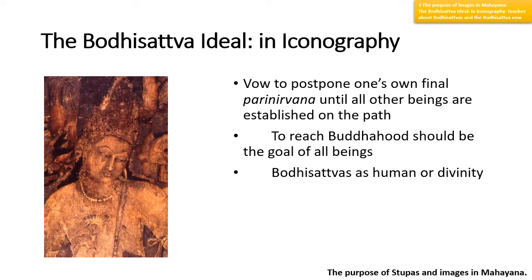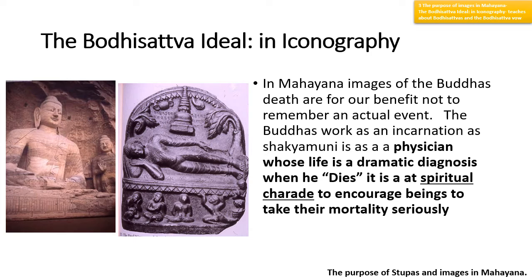So, the vow to help your family emerge from the forest, the vow that we find not only in the early perfection of wisdom literature, but in the Lotus Sutra, the Heart Sutra, and others, that you put off your own final parinirvana until all beings have been established on the path, and you reach Buddhahood at that point, and you help others to reach Buddhahood. That is the ideal of the Bodhisattva, either as a continually reborn human Bodhisattva, or as a divinity in the Trikaya heavenly realm, Sambhogakaya. And on the left we have an image of a heavenly Bodhisattva. So the iconography of the Bodhisattva.